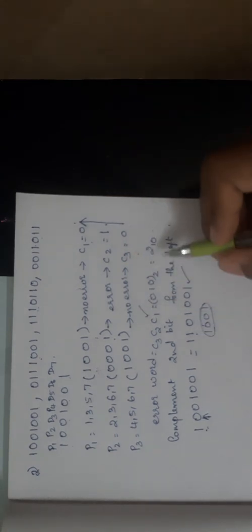Always take it from 3 to 1, not 1 to 3. Okay, so don't forget this, and then complement the bit which is equivalent to the decimal equivalent of the binary number. Okay, so that is how you do it. So these are the 2 questions which can come in Hamming code.